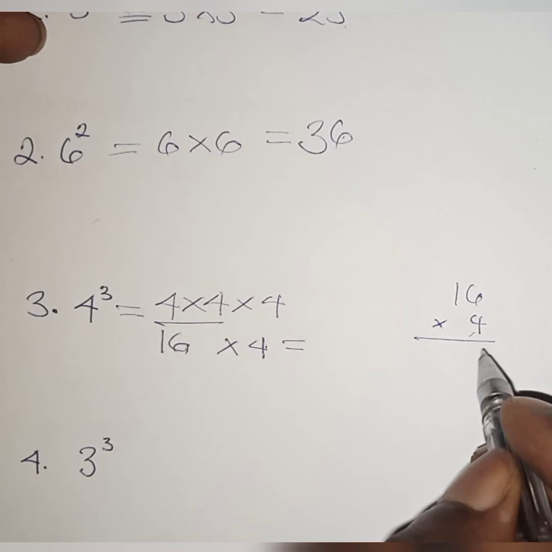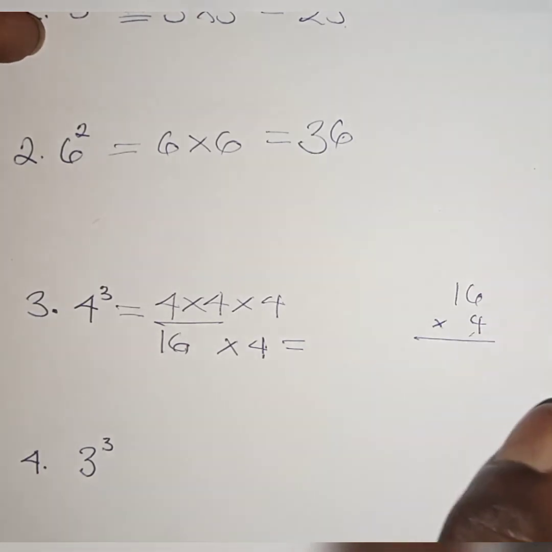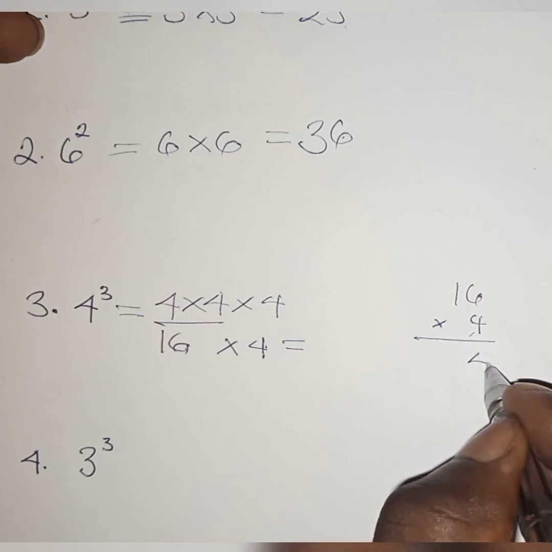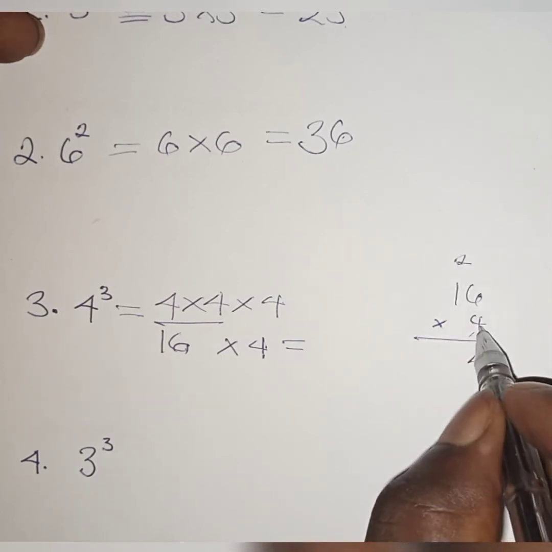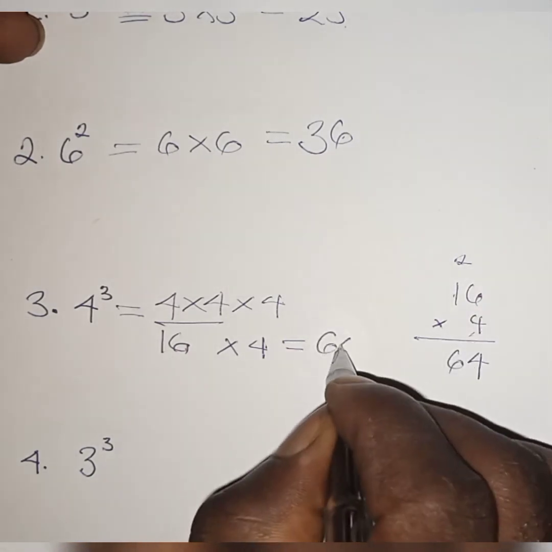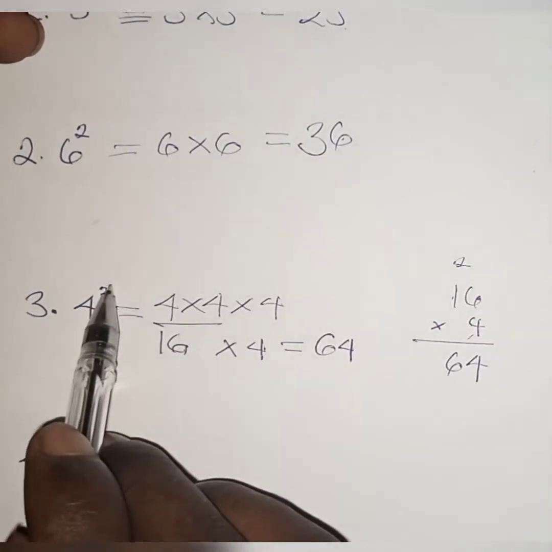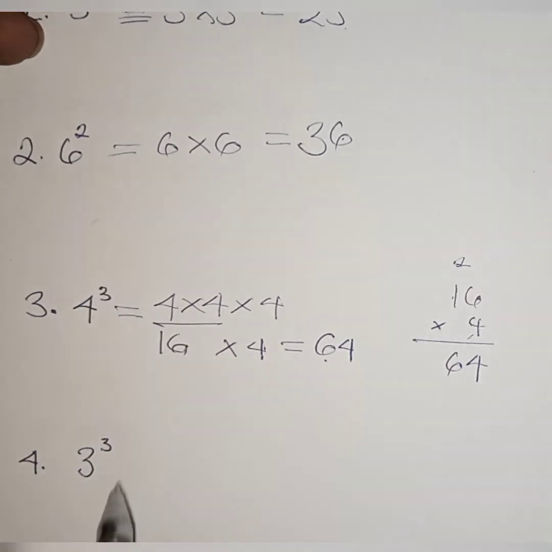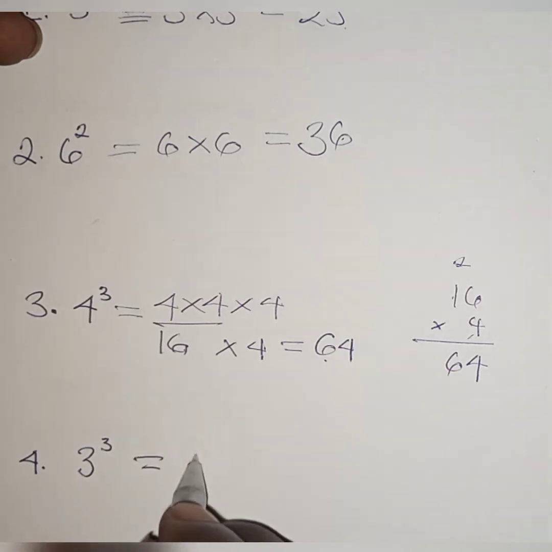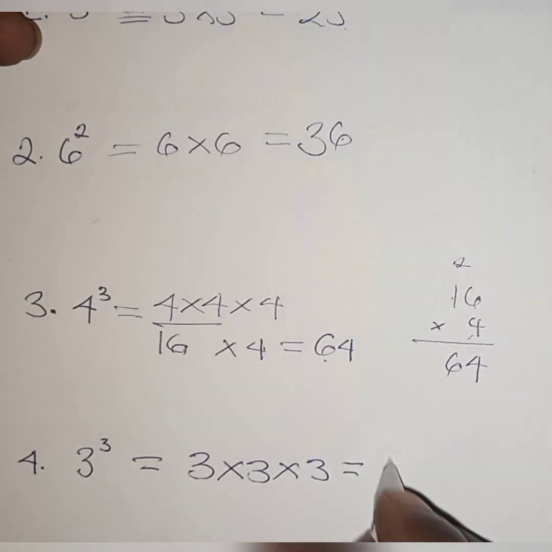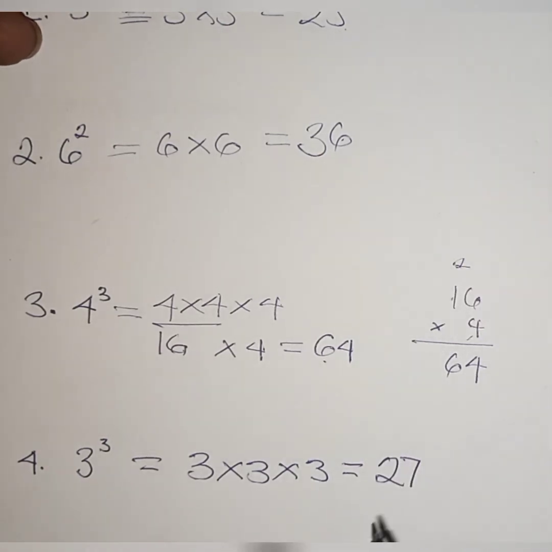Let's multiply this; multiplication is another topic. 4 times 6 is 24. You put 4 and carry 2. 4 times 1 is 4, plus 2 is 6. So that gives you 64. So 4 raised to the power of 3, which is 4 cubed, gives you 64. Let's go to 3 raised to the power of 3, which is just 3 times 3 times 3. 3 times 3 is 9, and 9 times 3 is 27.